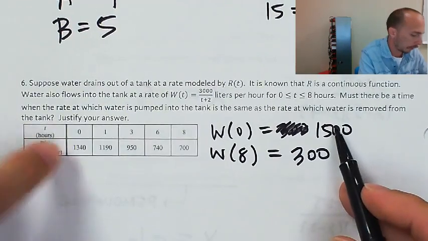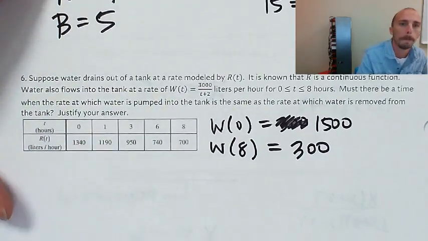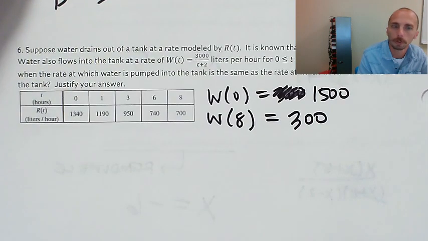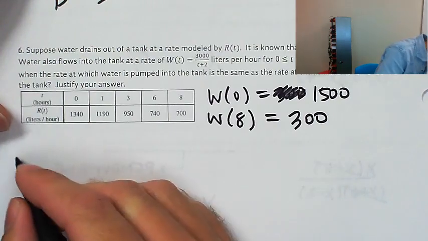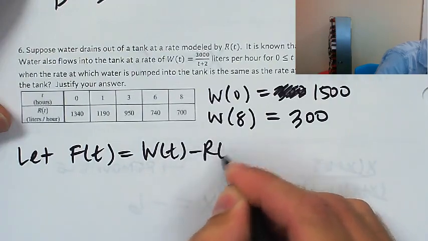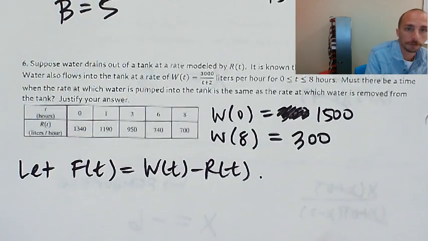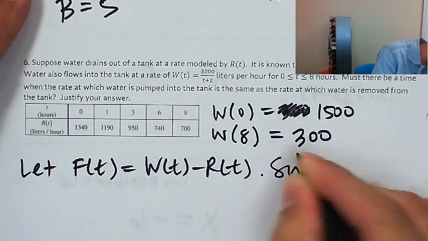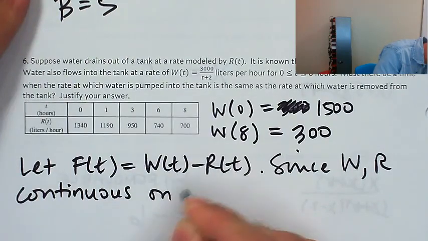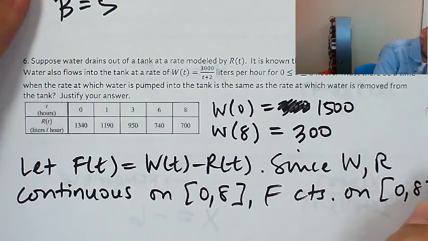So since it goes from bigger than r to smaller than r, and they're both continuous, they are going to have to intersect. I drew a picture of this in class. But I can't apply the intermediate value theorem to two different functions. What I need is a new function, and so I will let f of t equal w of t minus r of t. Because w and r are both continuous functions on 0 to 8, that means that f is continuous on the interval 0 to 8.